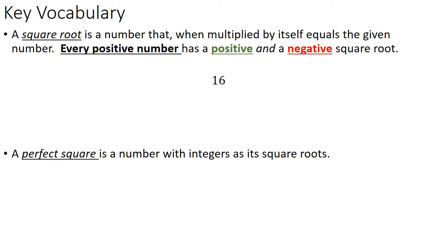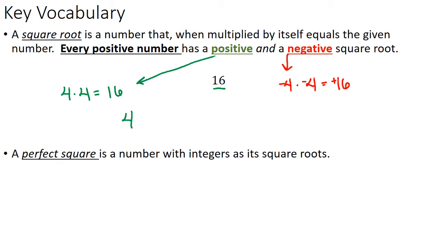Okay, so a square root is a number that when multiplied by itself equals the given number. And every positive number has a positive and a negative square root. So let's look at 16. We know that the square root of 16 is going to be 4, because we know that 4 times 4 is going to be equal to 16. And that would be our positive square root. So our positive square root of 16 is going to be 4. But 16 also has a negative square root. That's because negative 4 times negative 4 is also equal to positive 16. So our negative square root would be negative 4.